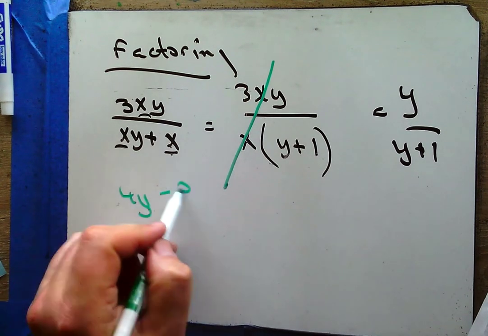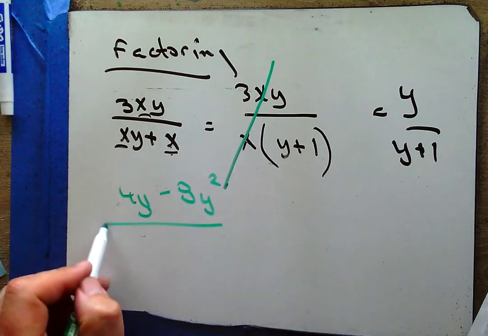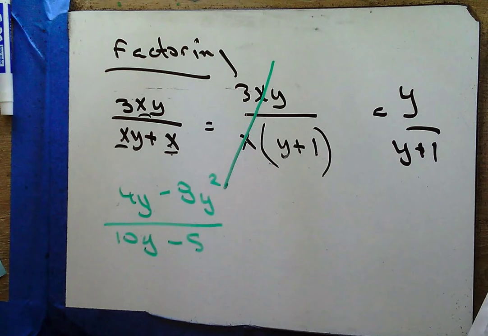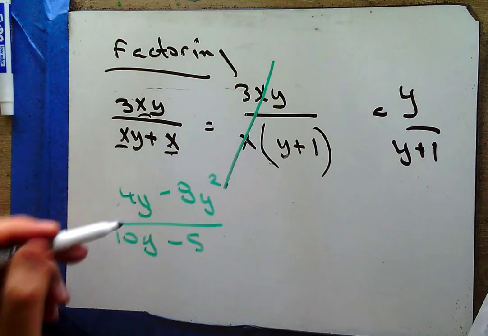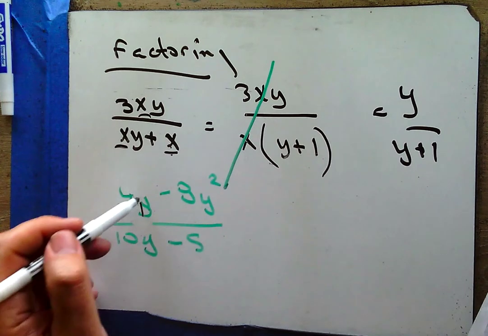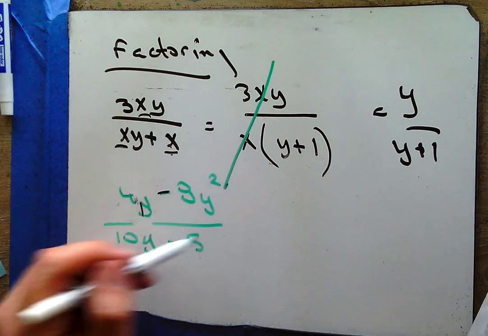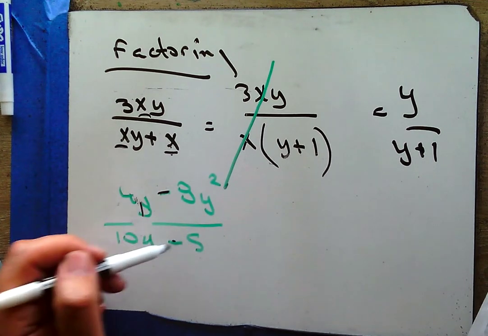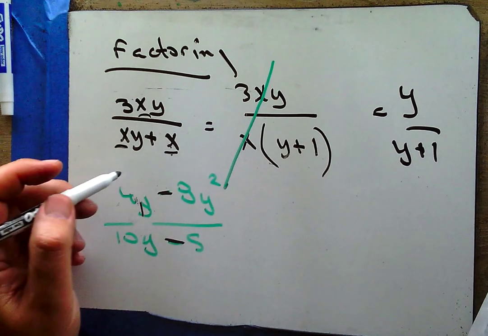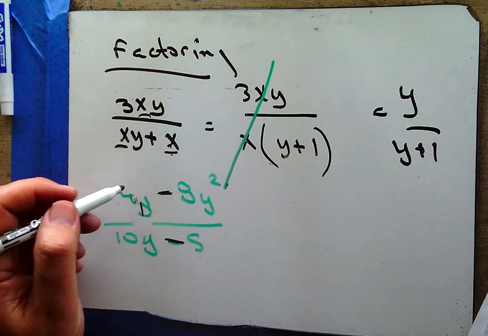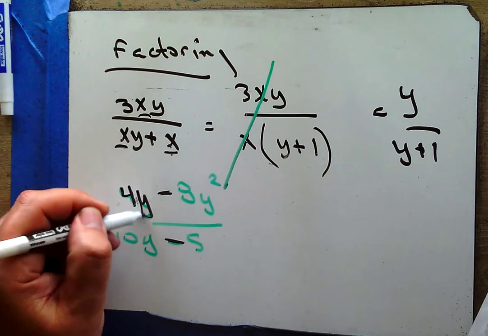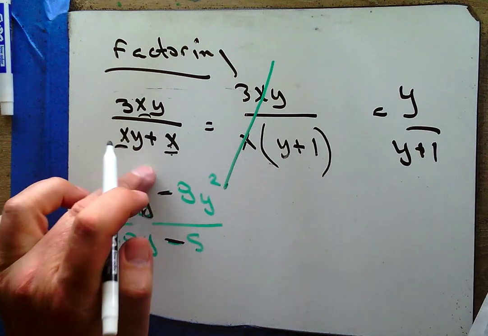4y minus 8y squared over 10y minus 5. Okay, again, don't cancel those y's. These things aren't attached with multiplication. If these things were attached with multiplication instead of addition or subtraction, well, then yeah, I agree with you. I would be canceling, but I don't have that situation here. This is 4y squared, not 4y.